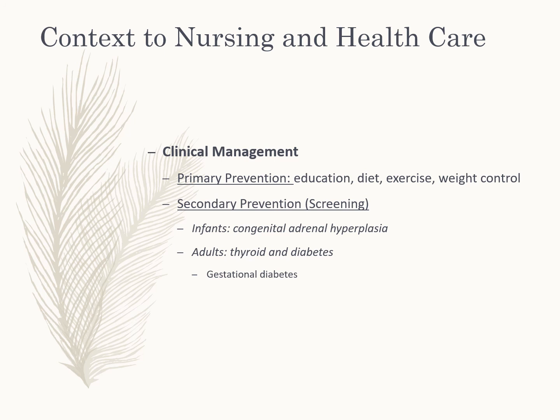In adults, the two pertinent areas for screening include thyroid and diabetes. We basically do screening for abnormal blood glucose and type 2 diabetes mellitus in adults who are at risk for diabetes.